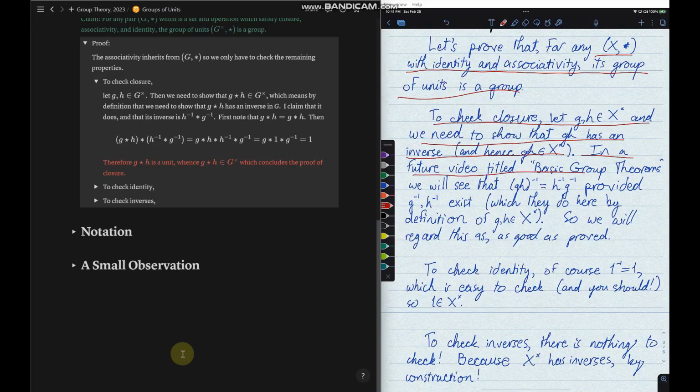Now, in a future video titled Basic Group Theorems, we will see that, in fact, (GH) inverse is always equal to H inverse G inverse, provided that these inverses exist. Those inverses do exist in this particular setting because G and H were selected from X cross, and X cross, by definition, is the set of all things which have inverses. So, essentially, depending on this theorem to be proved in a future video, this proof is complete.